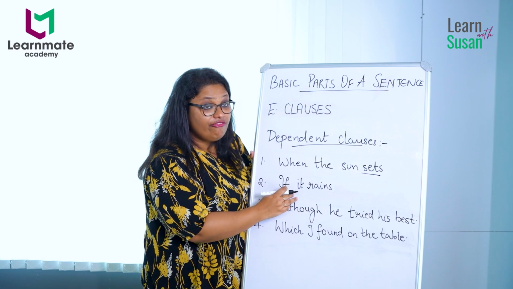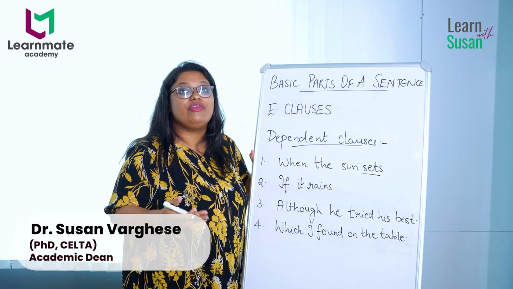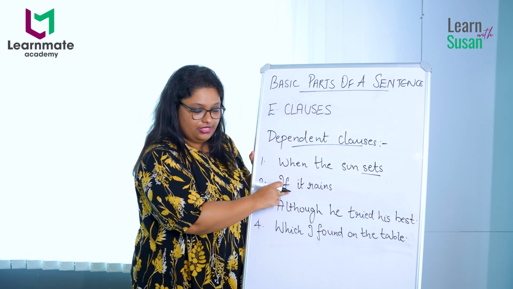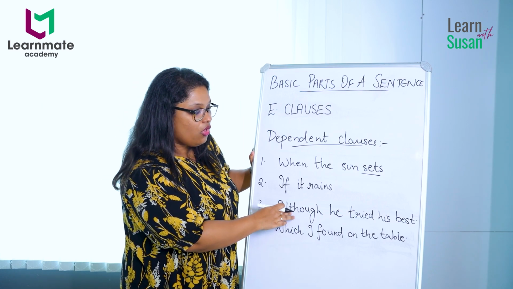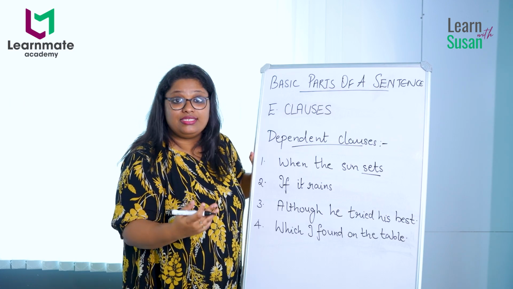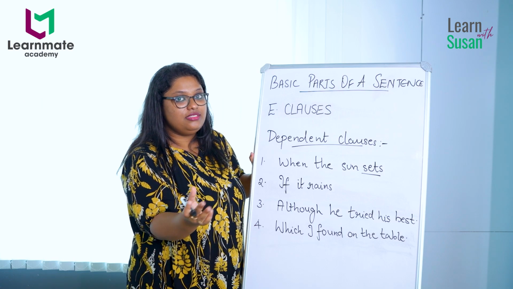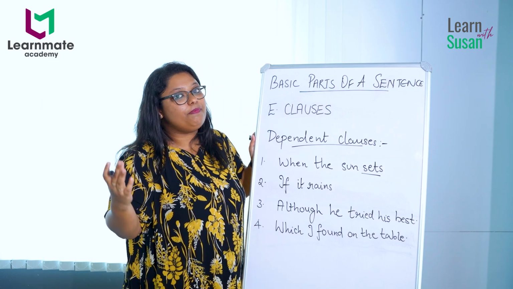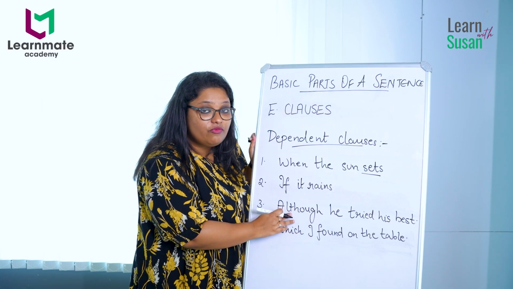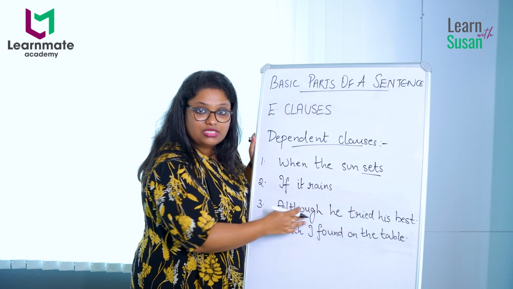Now the next sentence, if it rains. We do not know what would happen if it rains. So there is a sentence that needs to complete it. Going on to the third one, although he tried his best. Although he tried his best, he could not win the race. So when the second part of the sentence comes, it becomes a complete independent clause. Now, the first part alone is just a dependent clause, which is not giving you any information.